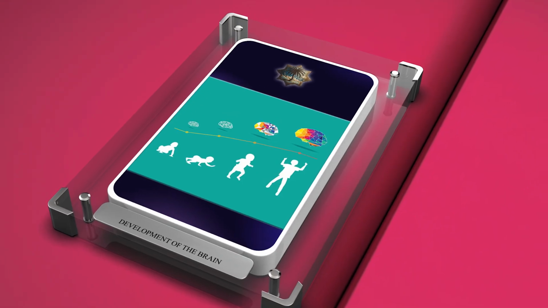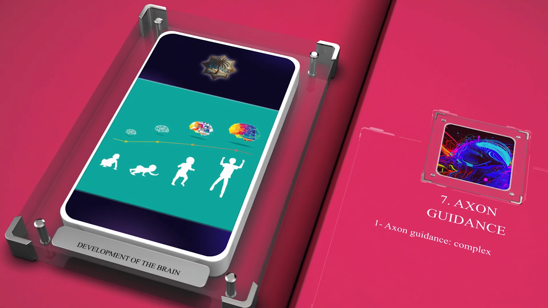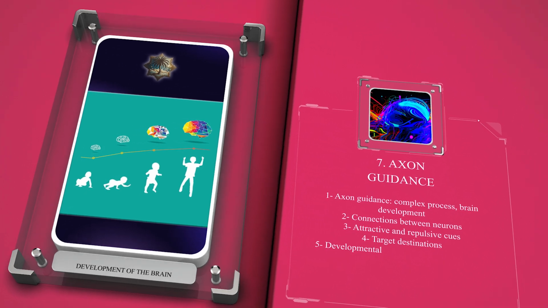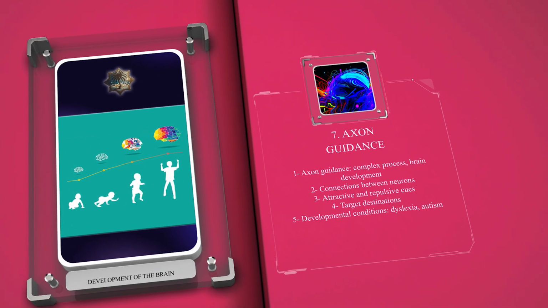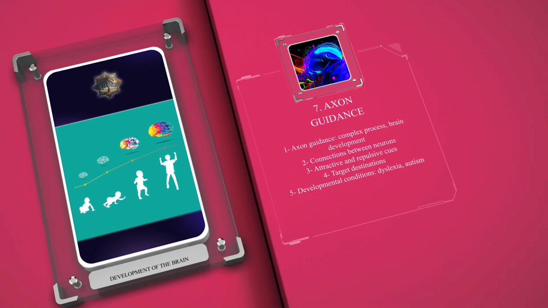Axon guidance is a complex process in brain development that ensures proper connections between neurons. Axons navigate through complex environments using attractive and repulsive cues to reach their target destinations. Disruptions can lead to developmental conditions like dyslexia and autism.